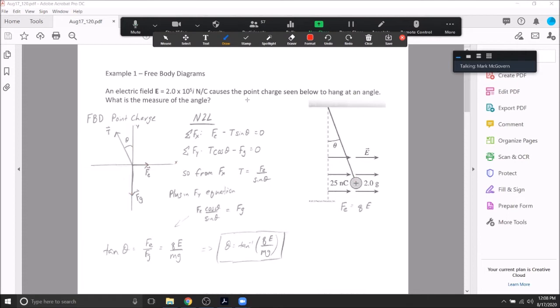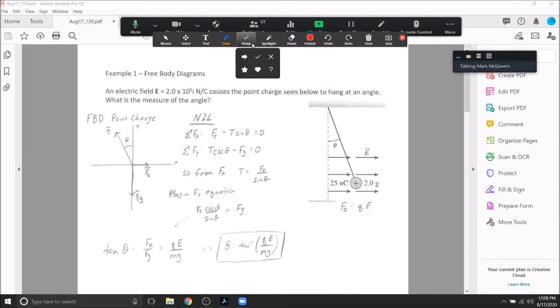Anyway, once you have that established, then we can write out Newton's second law. We sum our forces in the x direction. We have our electric force vector that points to the right, so I have F_E here minus the x component of tension.